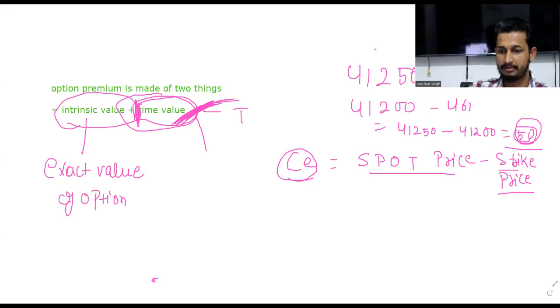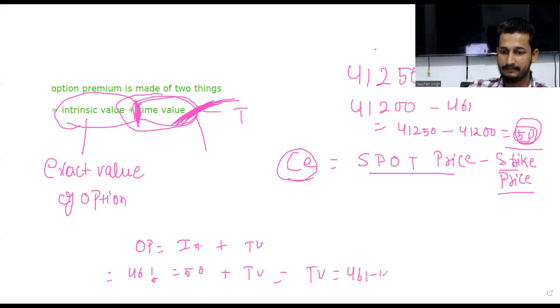Only one person knows the answer. Option premium is equal to intrinsic value plus time value. We know the option premium is 461 and intrinsic value is 50. How many of you are so talented in maths, and you're not able to figure out this one? So time value is going to be 461 minus 50, so it is going to be 411.